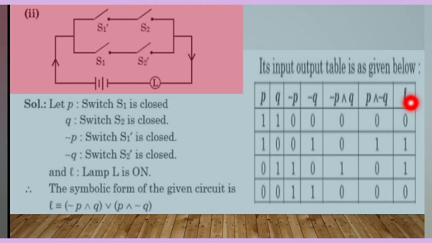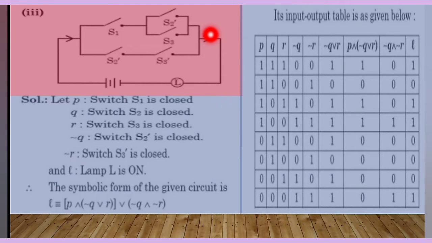We write L for the whole statement, but L is the name of this statement. Since we write it with L, we find its truth value. L means this bracket disjunction with the second bracket. This column disjunction with this column: 0 disjunction 0 is 0, 0 disjunction 1 is 1, 1 disjunction 0 is 1, and 0 disjunction 0 is 0. This is the table of this question.